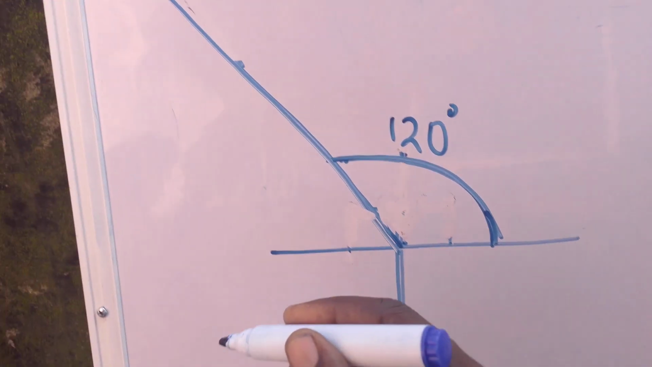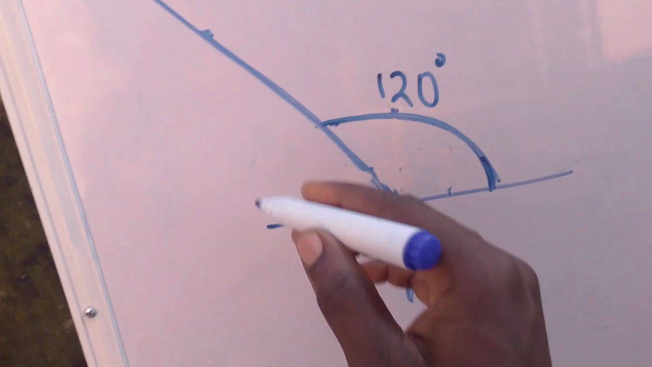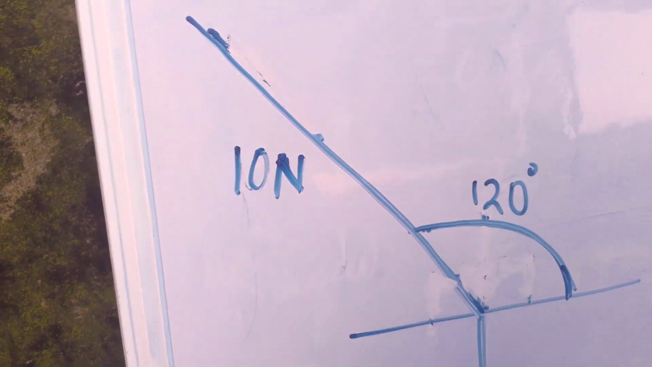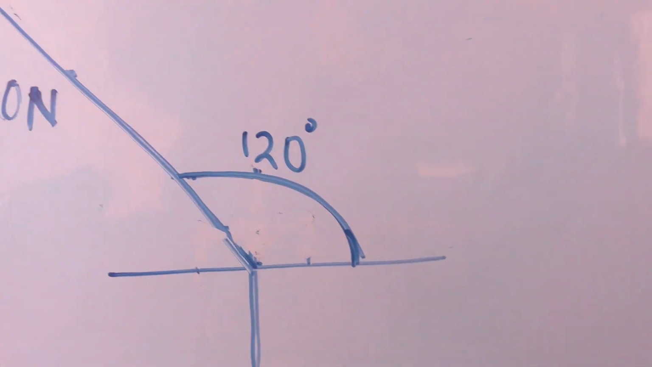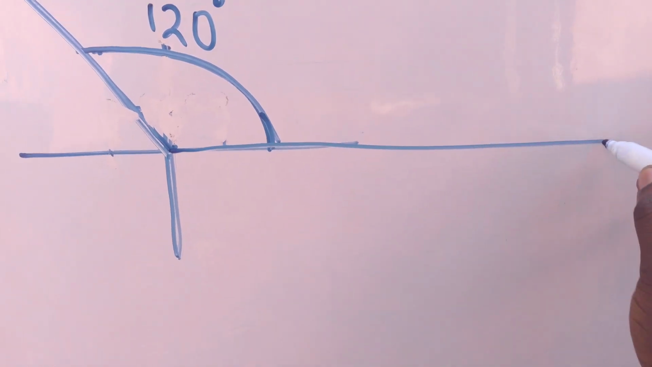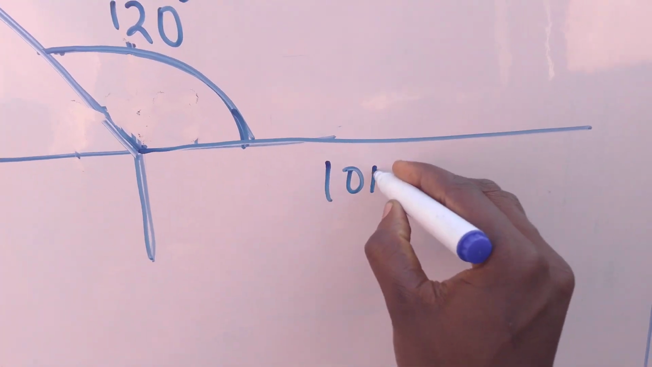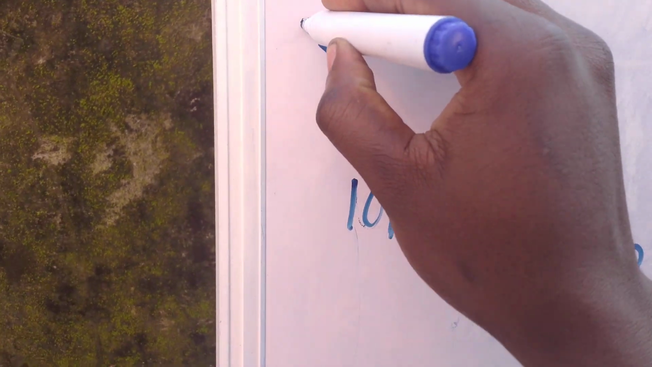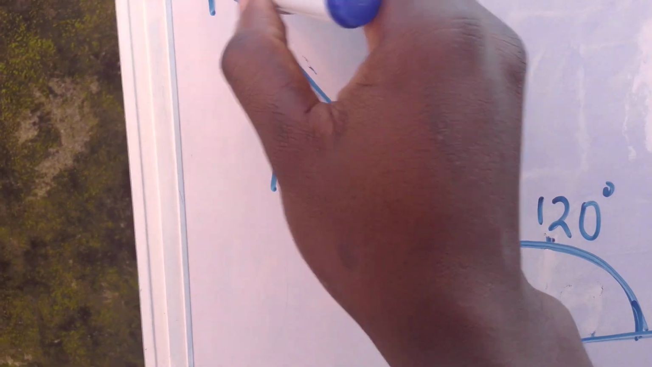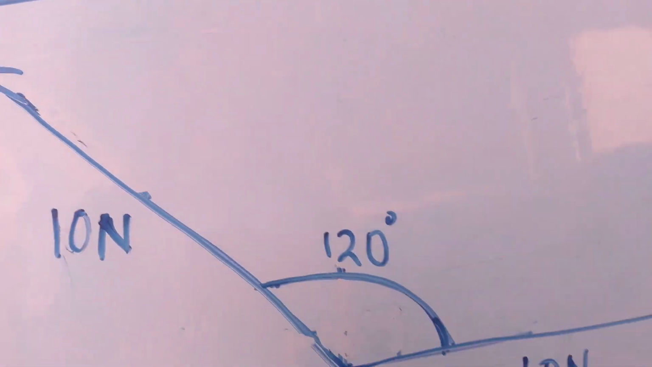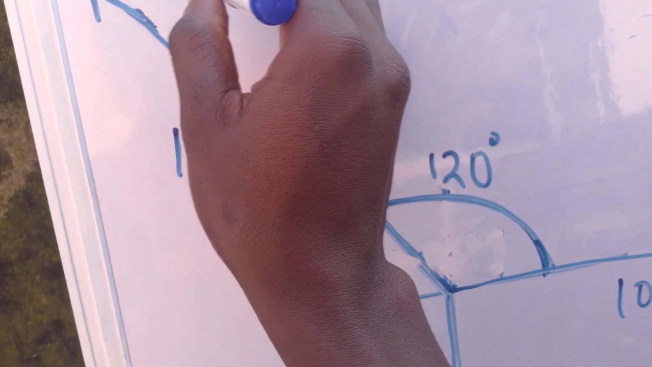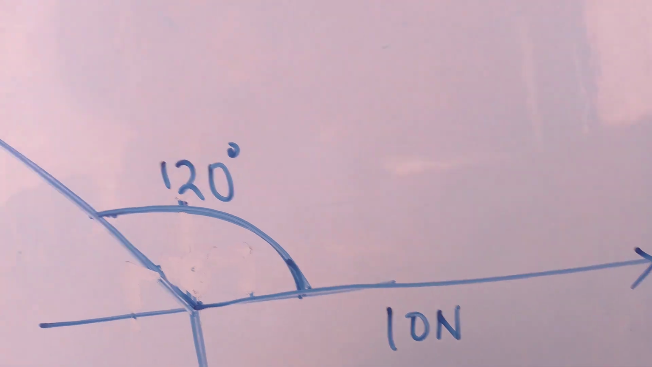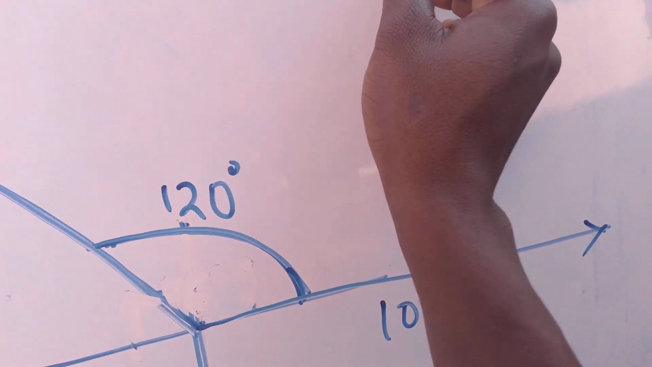And then the two forces are 10 Newton each. Force here is 10 Newton. Draw the second force; the second force is 10 Newton as well. Alright, so I'll use dotted lines, and to represent this other one, I also use dotted lines.